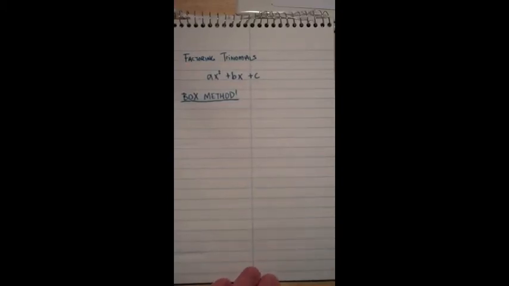Okay, so today we're going to be factoring trinomials in the form ax squared plus bx plus c. So remember, when we're factoring trinomials, our goal is to eventually end up with a binomial times a binomial. That's two terms times something else with two terms. And the way I want to show you in this video is the box method.